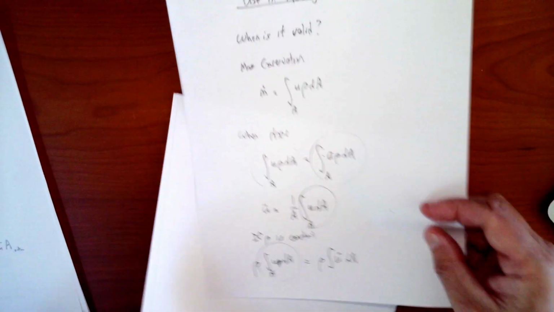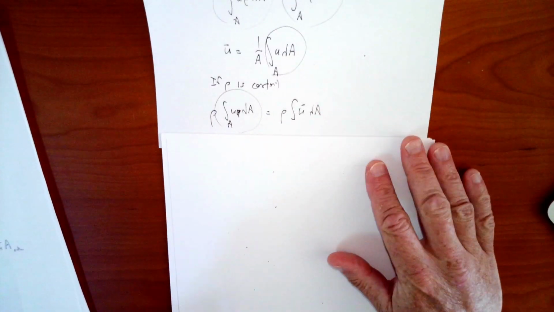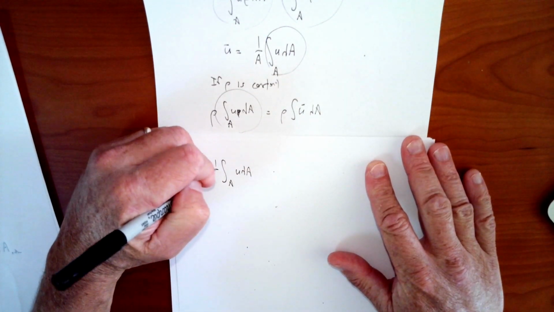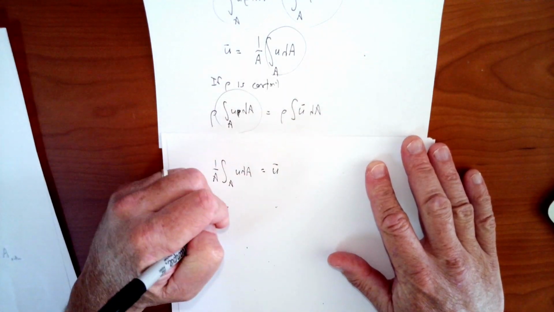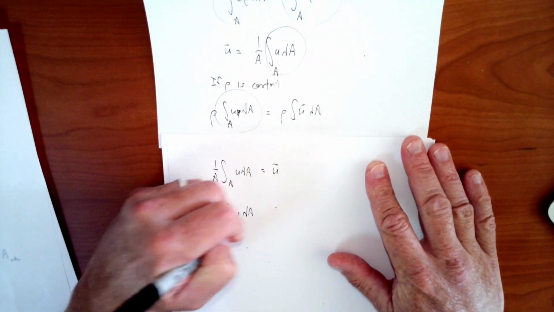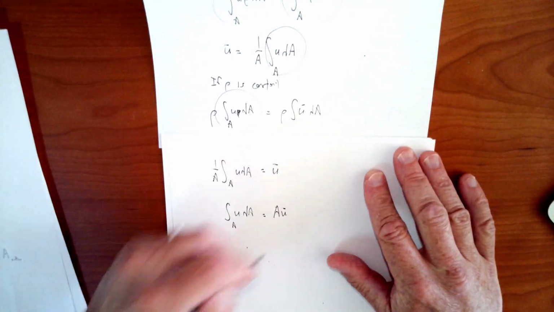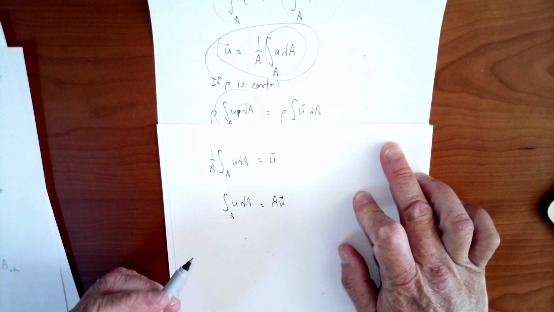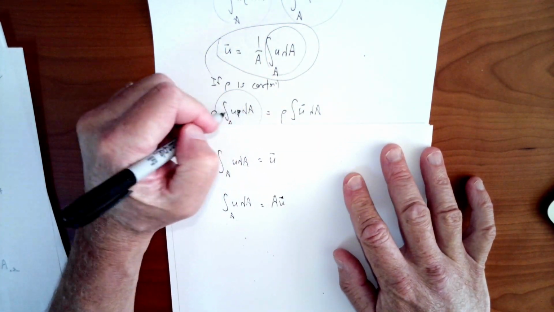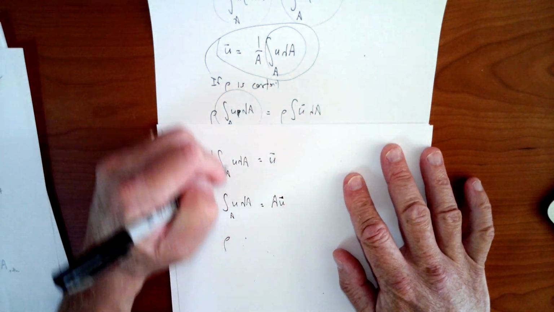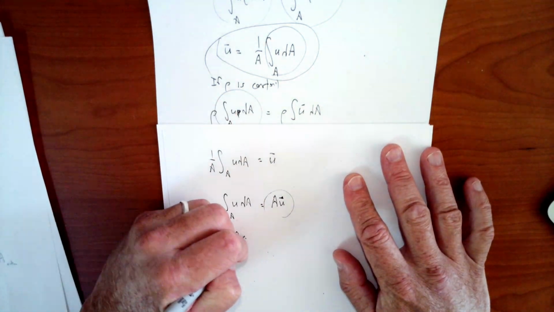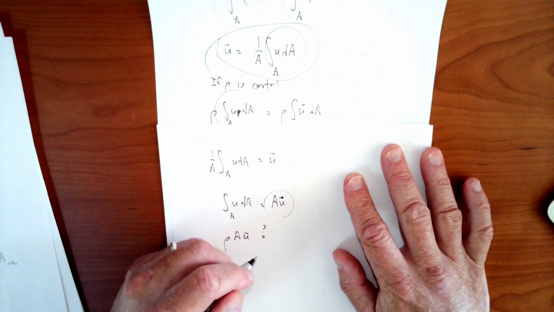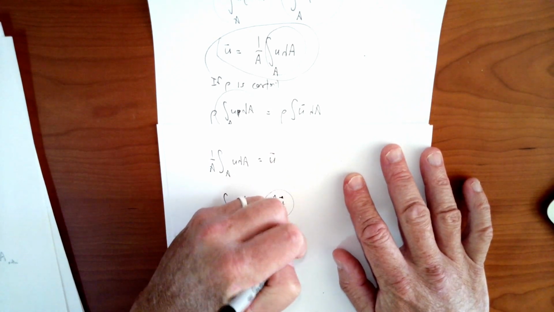So let's do that. The integral of u dA, 1 over A, is equal to u bar, which means the integral of u dA is equal to simply A u bar. That just comes from the definition of the average velocity. So we can plug that in there, and so you have rho, and that integral is equal to A u bar. And then the question is, is that the same as rho u bar dA?